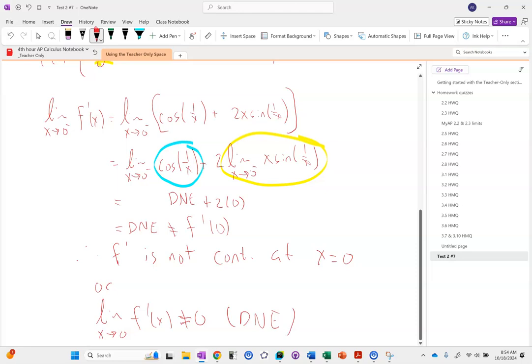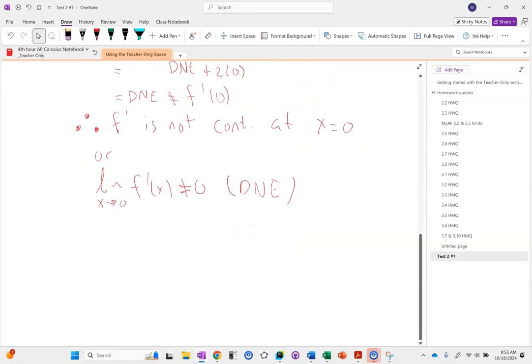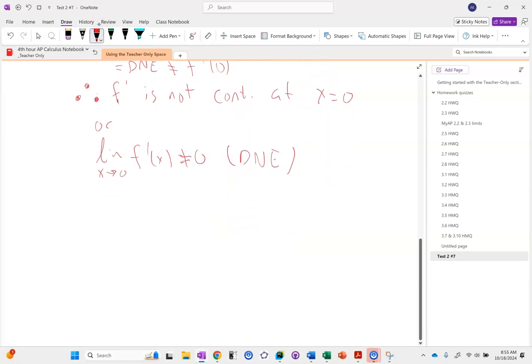Now, that's a pretty nasty example. It took me a minute to cook something up where we would get a differentiable function that was discontinuous. Like that's not something you're really going to run into. But the idea here is that just because a function is differentiable does not guarantee that the derivative is going to be continuous.